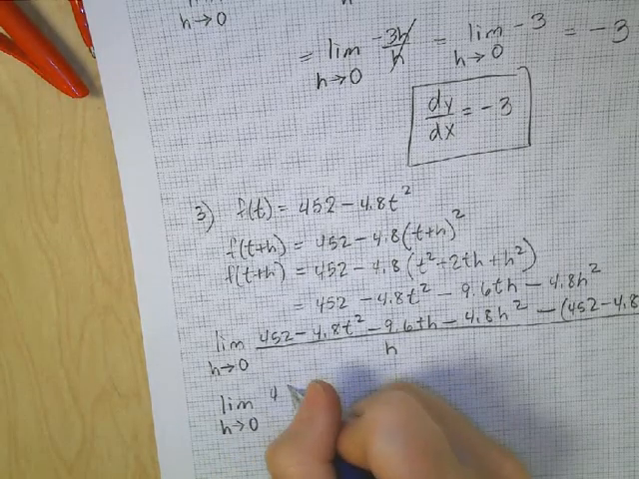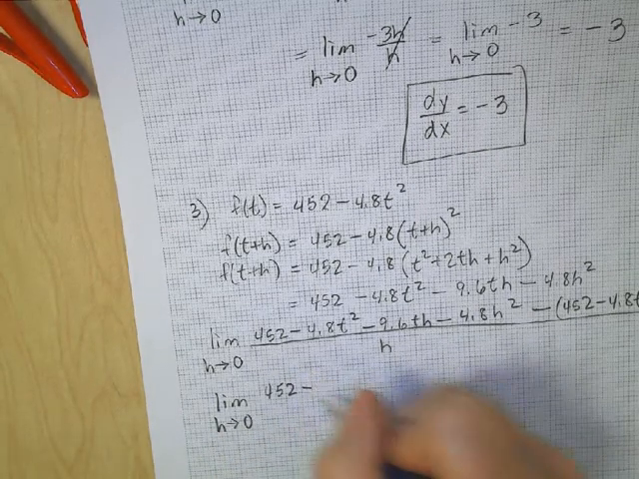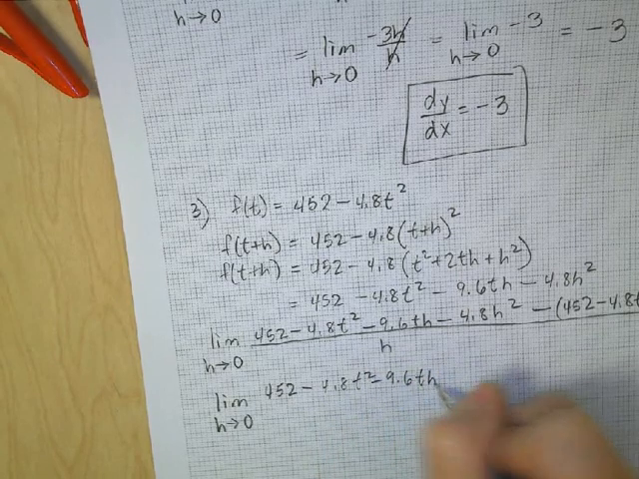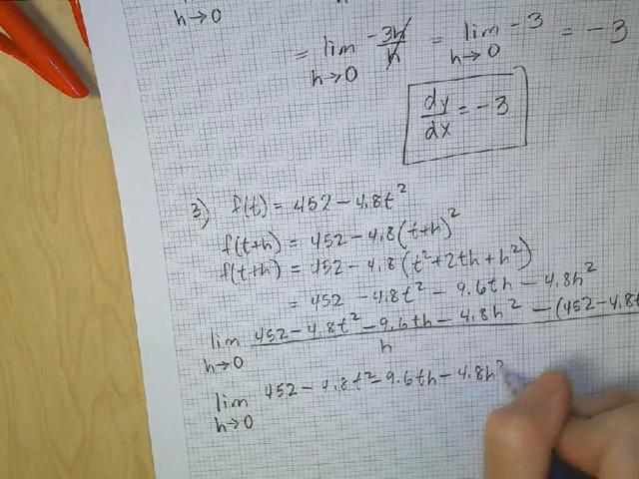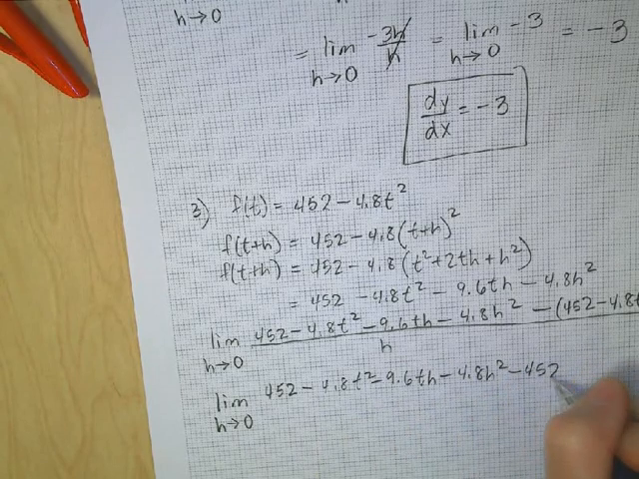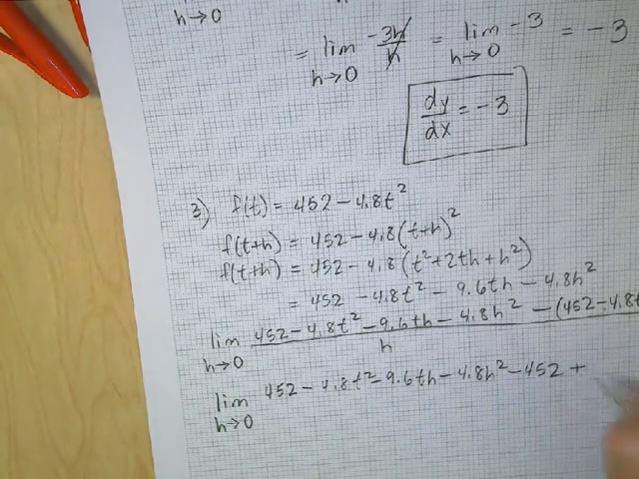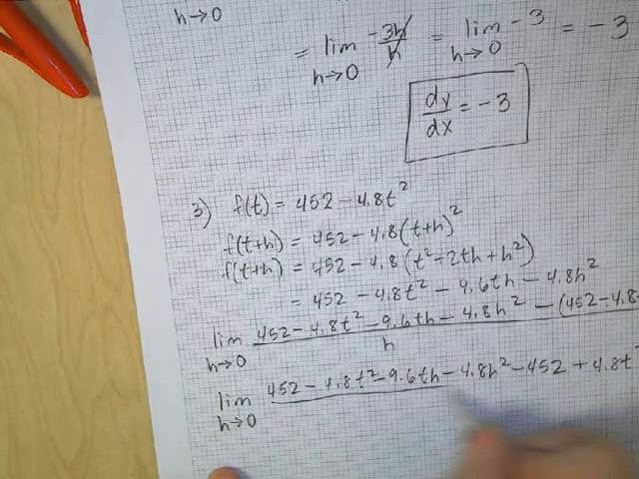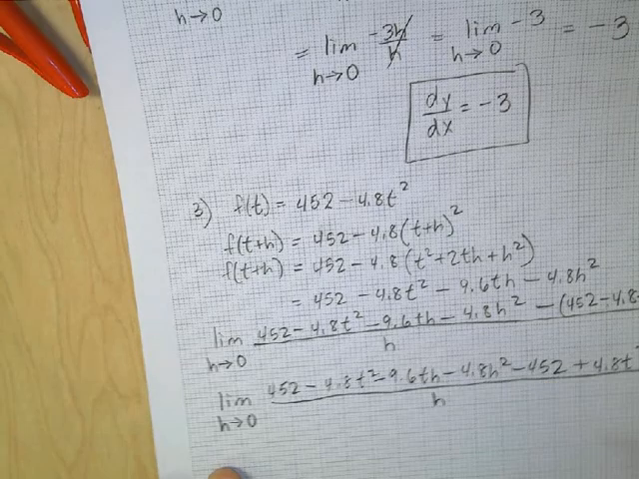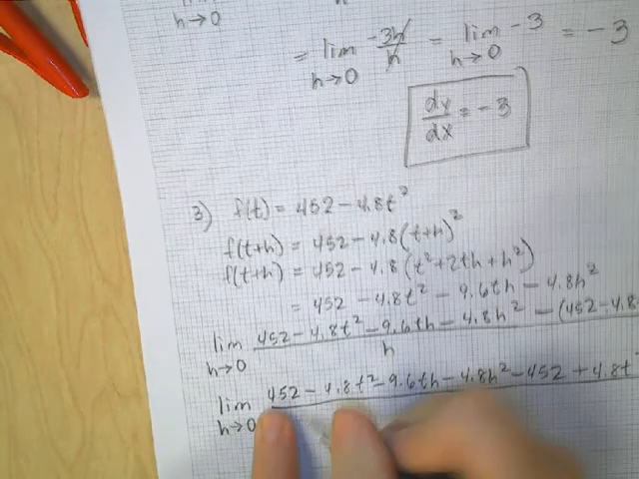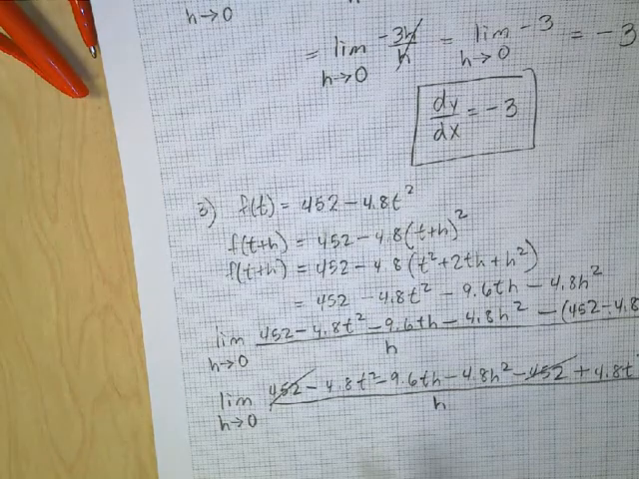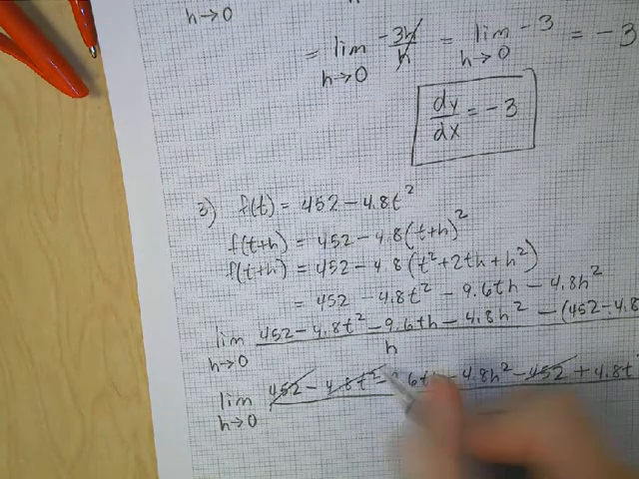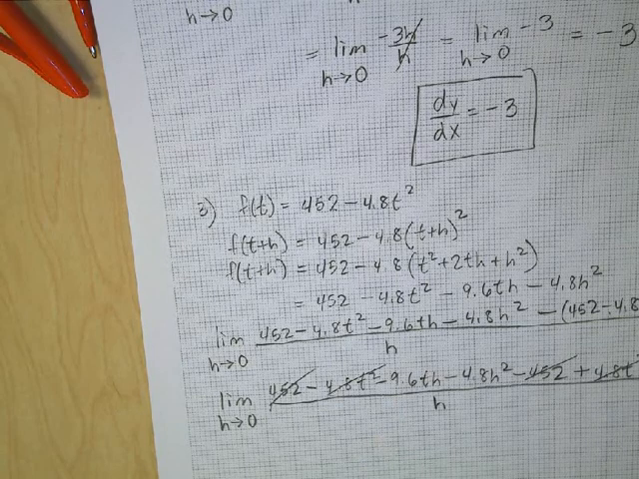Let's simplify that. 4.8 t squared minus 9.6 th minus 4.8 h squared minus 452 minus a negative gives me plus 4.8 t squared, all divided by h. Now let's see what we can cancel out. 452 minus 452, gone. Negative 4.8 t squared, positive 4.8 t squared, gone. And I'm just left with these two terms.